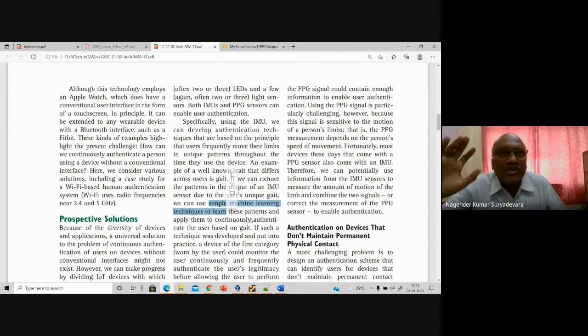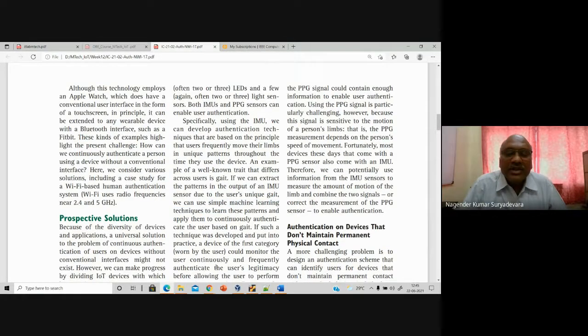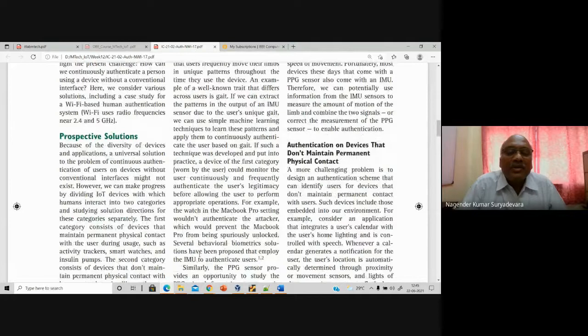It means the users are authenticated as well as authorized to use and access those resources. The only thing is it should be worn continuously, and it will be on the body most of the time. So if such a technique was developed and put into practice, a device of the first category worn by the user could monitor the user continuously and frequently authenticate the user's legitimacy before allowing the user to perform appropriate operations.